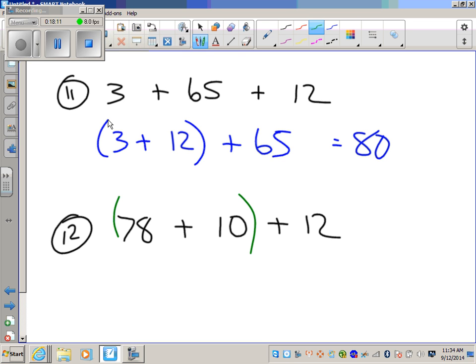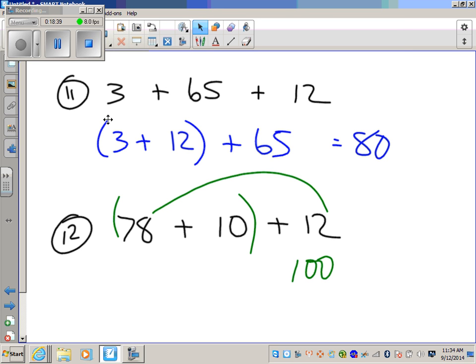CJ? I did 78 plus 10. Mason? I did the 10 and the 12 first, but it would still be associative. And I'll put the parentheses there. Okay. Anyone do the 78 and the 12? Yeah. Okay. 78 and 12 should give us what, 90? Yeah. Plus another 10 is 100. Okay. Associative, depending, commutative. I think it's more associative than anything else, especially when you've got three things we're adding together.